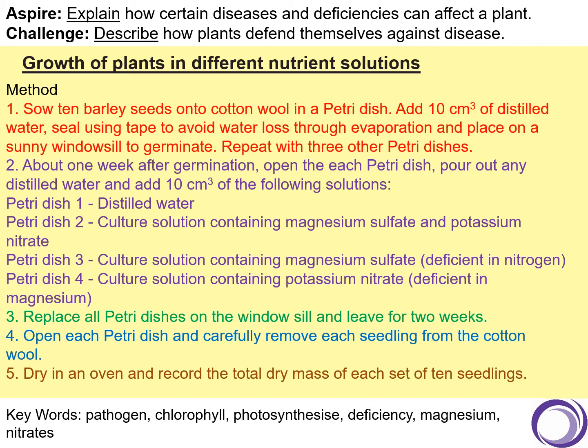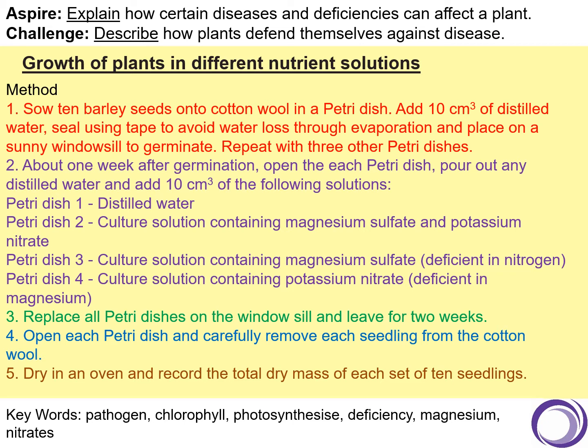So in petri dish 1, it will just be distilled water. In petri dish 2, it'll be a culture solution containing magnesium sulfate and potassium nitrate. In petri dish 3, there will be a culture solution containing magnesium sulfate, so this will be then deficient in nitrogen. Petri dish 4 will be a culture solution containing potassium nitrate, so they'll be deficient in magnesium. And then replace all petri dishes on the windowsill and leave for 2 weeks.